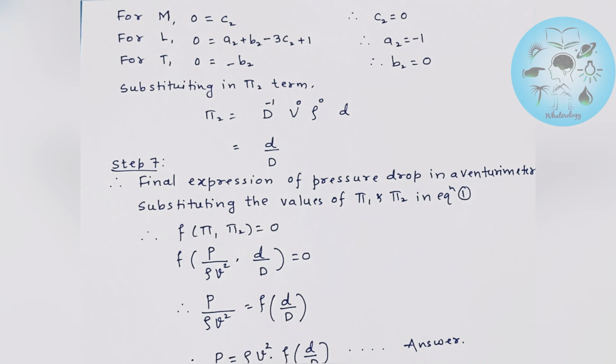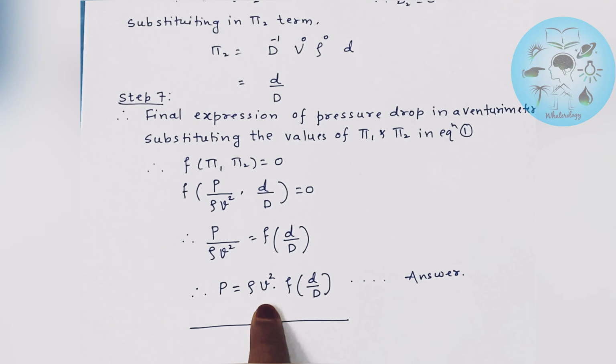Next is the equation in the form of pressure drop. Rho into V square, if you take it to the right hand side, goes into the numerator of that side. So rho into V square into a function of small d upon capital D. So this is the final answer, or final expression, using the Buckingham pi theorem.